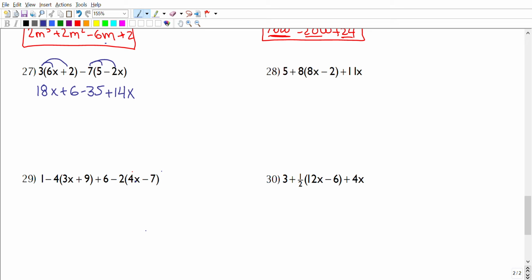So I have distributed. That was part 1. Part 2 is to combine anything that is like terms. Anywhere I do have like terms, like here, for example, I can go ahead and add those. So what's 18x plus 14x? That is 32x. And finally, I have my two constants. So 6 minus 35 is a -29. Okay, that one is officially done.